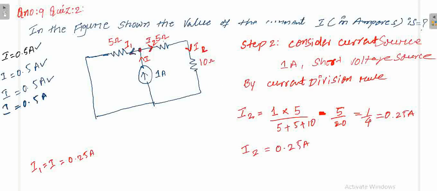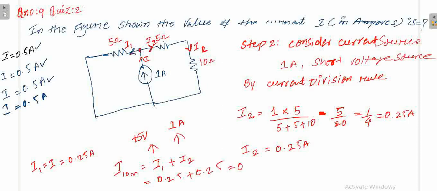Now, according to the superposition theorem, the total response across 10 ohms is equal to the response I1 plus I2. This I1 is due to the 5 volts. This I2 is due to the 1 ampere current source. So 0.25 plus 0.25 is equal to 0.5 amperes. So I equal to how much did we get? 0.5 amperes. So this is with nodal analysis.